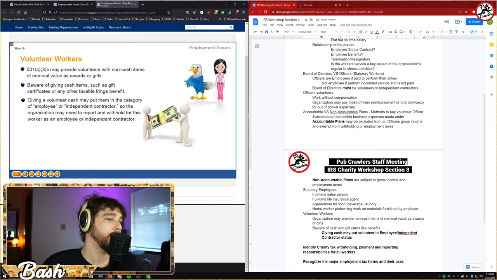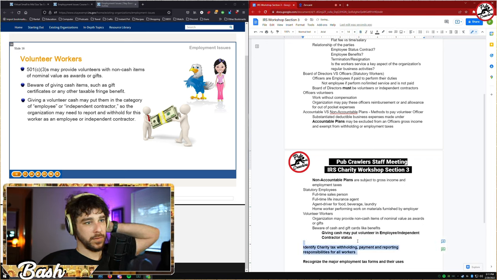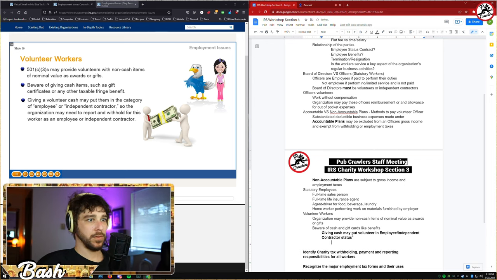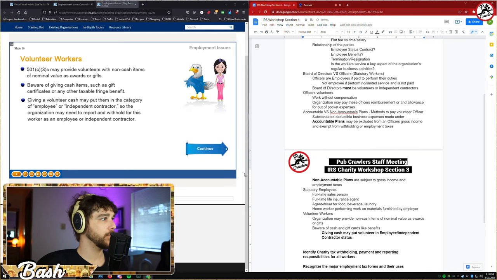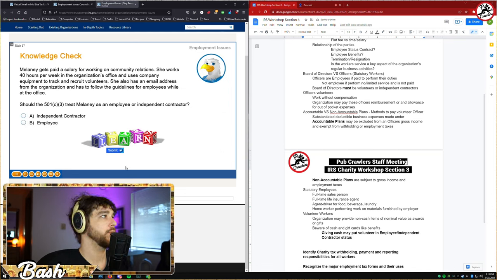Yeah. Same reporting and withholding requirements for this worker as it would for any employee or independent contractor. We'll talk about those tax responsibilities later in this course. Select the continue button to move forward. Let's look at an example.